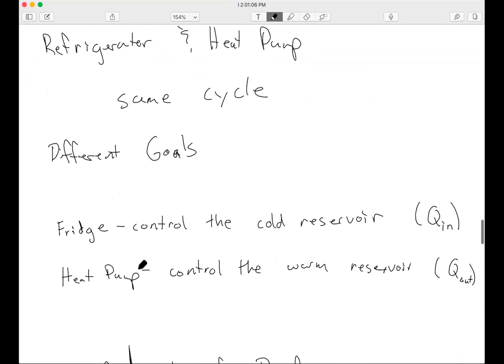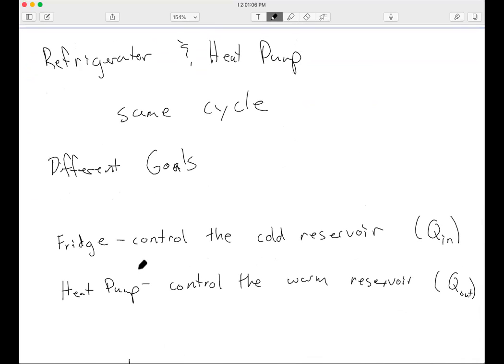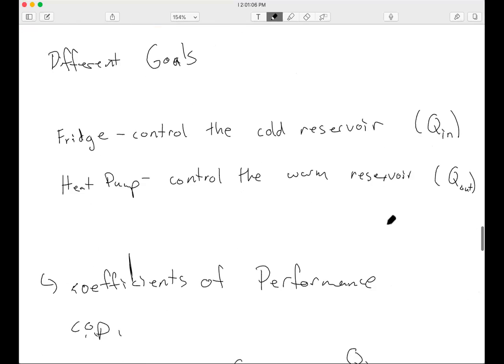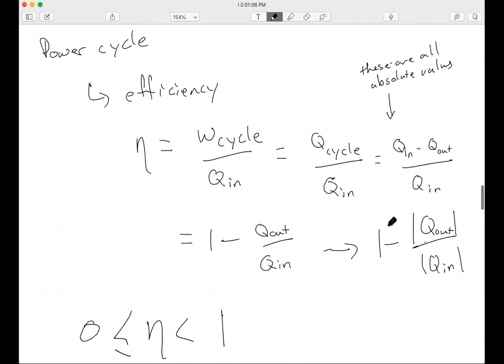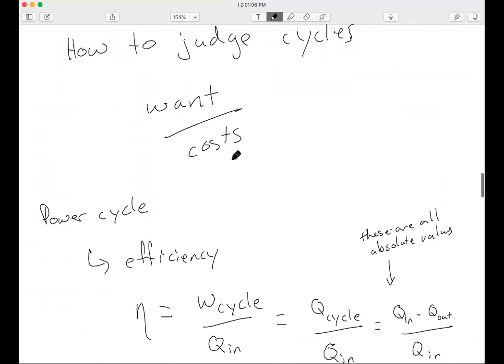Refrigerators and heat pumps actually are the same cycle. You just operate it with different goals. For a refrigerator, you're trying to control the cold food. So that means you control the energy or the heat you suck in to keep the temperature cold. Whereas for a heat pump, you're trying to warm up and control the temperature of a warm room. So you try to control the temperature of the warm reservoir, which means you control Q out. And because you control different things, the way we compare them will be slightly different. But it's always what we want divided by what costs money.